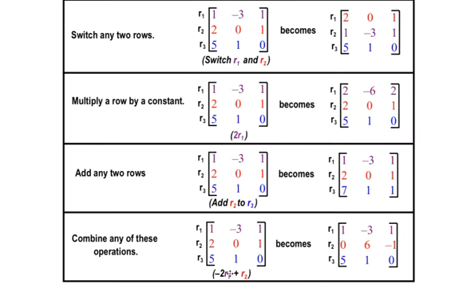Multiply row 1 by -2, so here I would have -2 plus 2 gives me 0. The second element, -2 times -3, is +6, plus 0 is 6. -2 times 1 is -2, and -2 plus 1 is -1. So that's where those numbers come from.